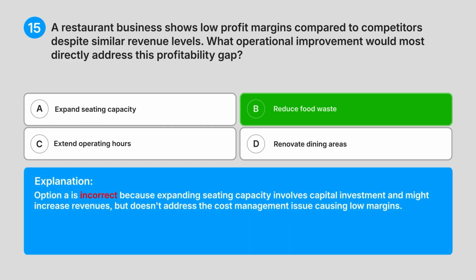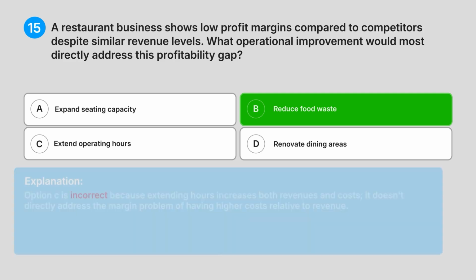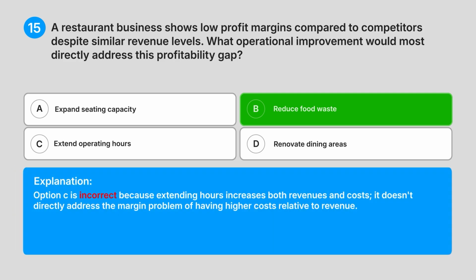Option A is incorrect because expanding seating capacity involves capital investment and might increase revenues, but doesn't address the cost management issue causing low margins. Option C is incorrect because extending hours increases both revenues and costs. It doesn't directly address the margin problem of having higher costs relative to revenue.